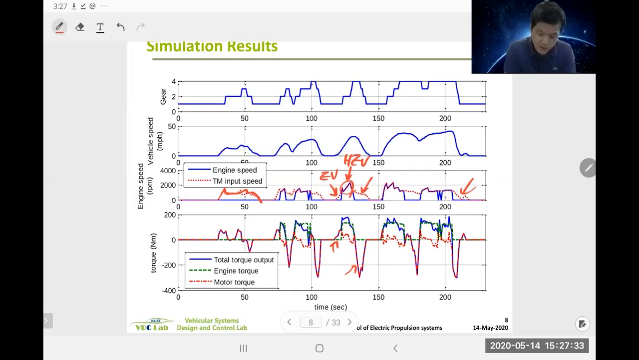But when it's hybrid mode, you have a combination of motor and engine. So you have a motor, you have an engine, and the blue one is the combination of that, right? So if motor is negative, then it's charging. If motor is positive, then it's assisting, okay?